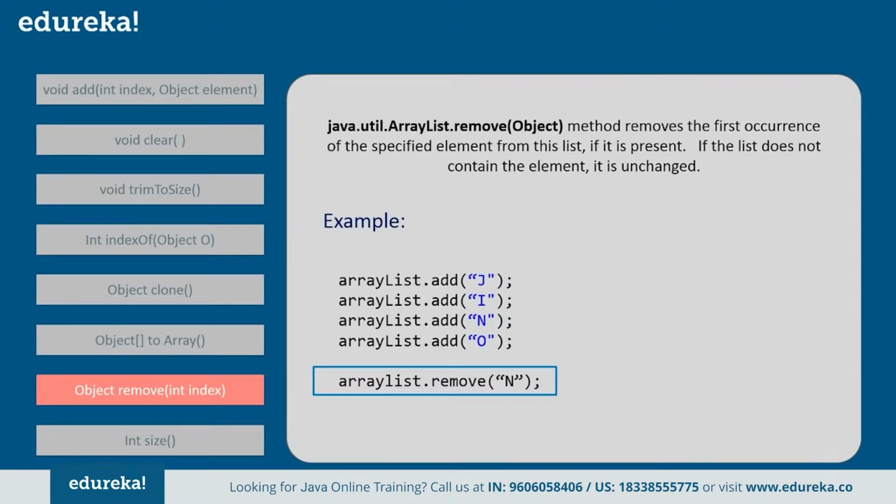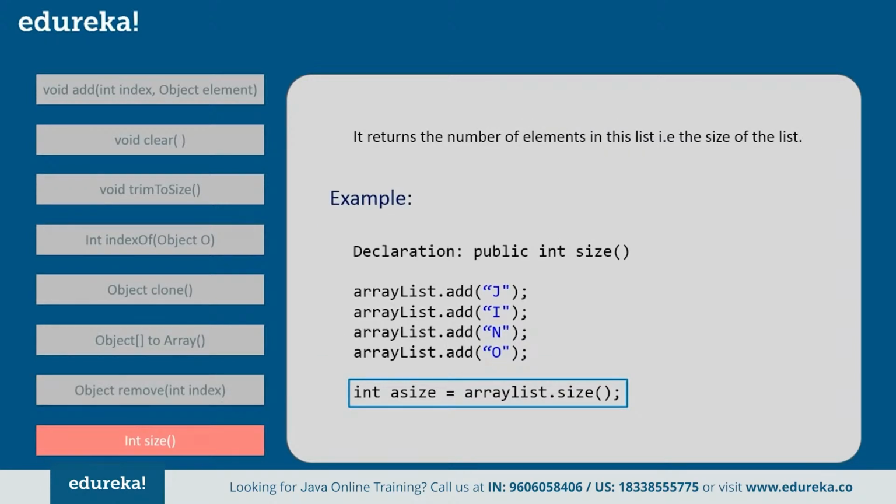Next, the remove method. This method removes the first occurrence of a specified element from the list if it is present. For example, if you want to remove n from the added list, then it removes the first occurrence of n. If there is one more occurrence of n here, it won't remove that. Next, int size. This returns the number of elements in the list, that is, the size of the list. Suppose we have added 4 elements, then it returns the size of the array list as 4.